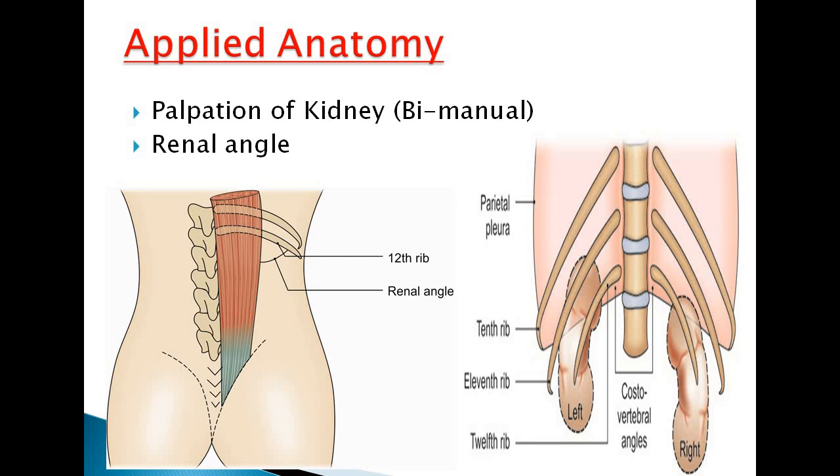The renal angle. The renal angle is formed by the lower border of the 12th rib and the outer border of the erector spinae muscle. This muscle is the erector spinae muscle. So the angle between the lateral border of erector spinae and the lower border of the 12th rib is called the renal angle. Mainly the renal colic pain is felt as a dull aching pain in this region.